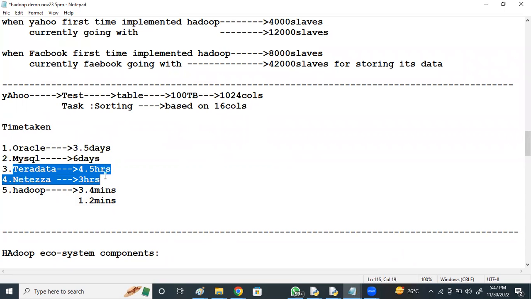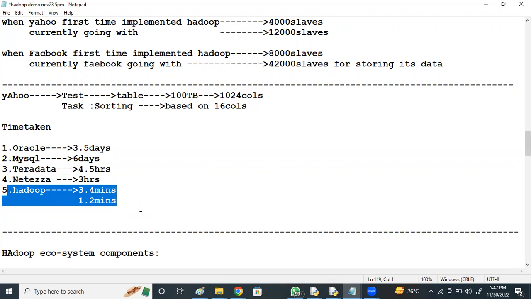Specialized databases are there, right? Which take hours of time. But Hadoop takes minutes of time. We are discussing Hadoop and Spark, right? Spark is 100 times faster than Hadoop.